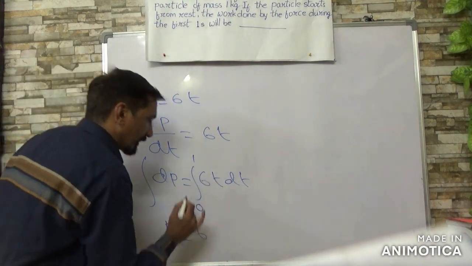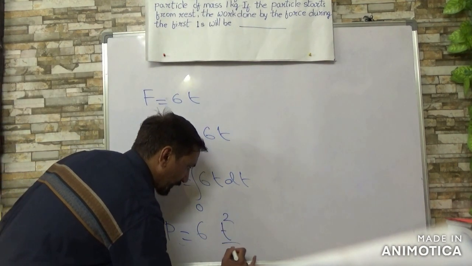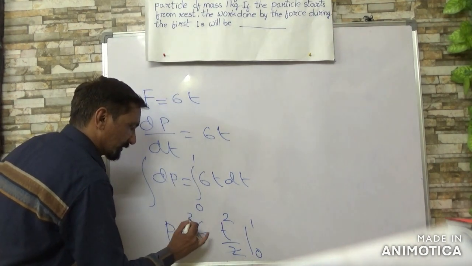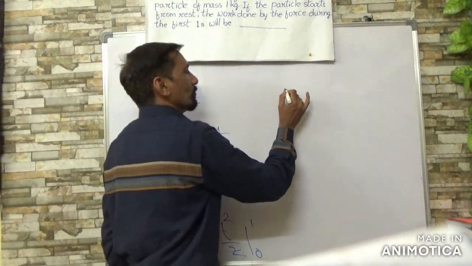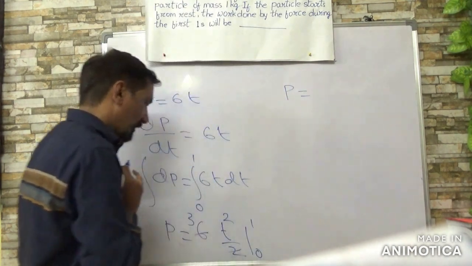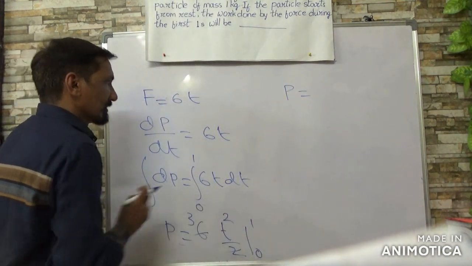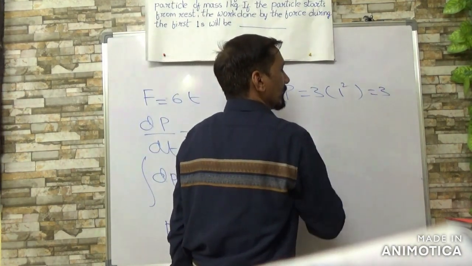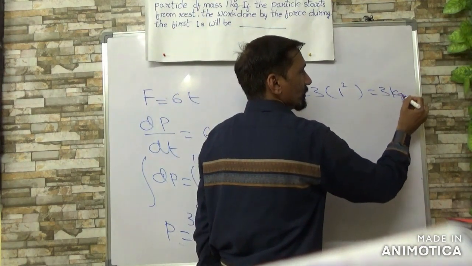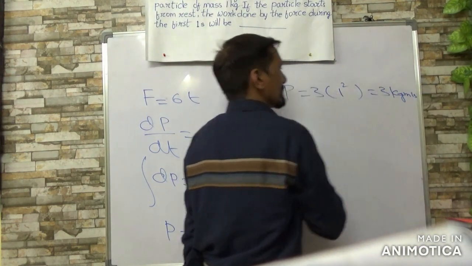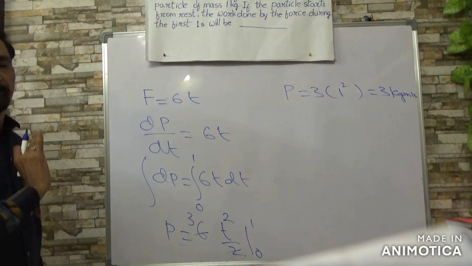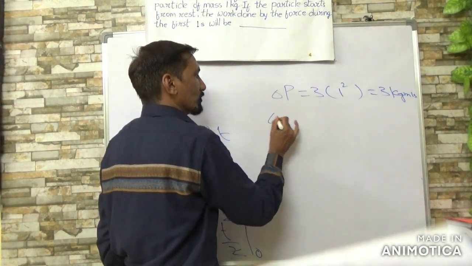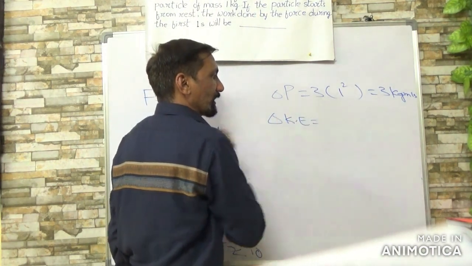Okay, so the integral of t is t square by 2, limits 0 to 1. 2 divides 6 three times, right? So momentum is equal to 3 times (1 square minus 0 square), so 3 kg meter per second. So that is the momentum, nothing but the change of momentum.